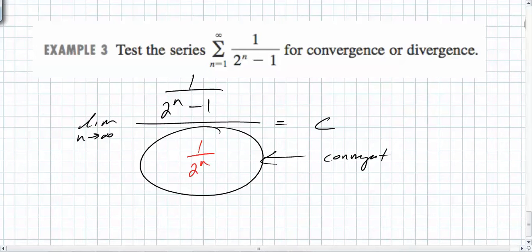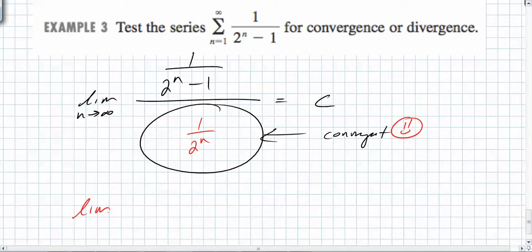We want to get something that matches the behavior, at least in the important ways. Do you agree with that? You want to match the behavior at least in the important ways. So we know that that's convergent right there. So let's do the actual limit. The limit as n goes to infinity, what does this become? 2 to the n over 2 to the n minus 1. What can we apply?